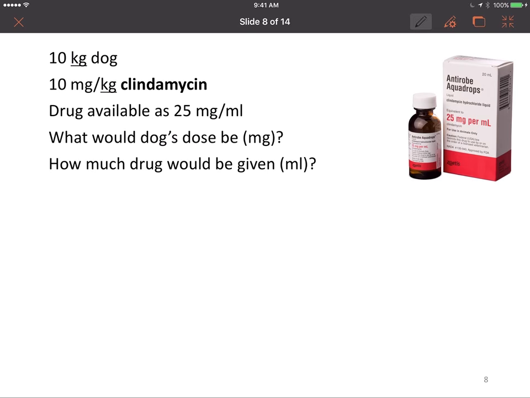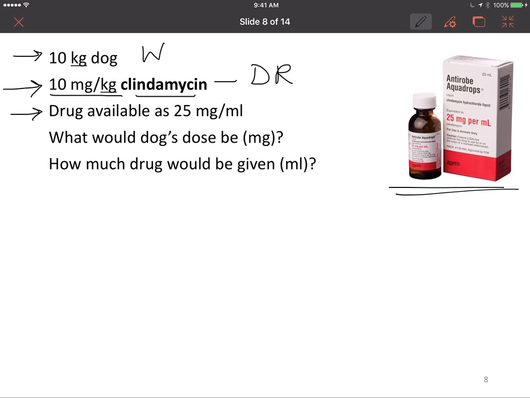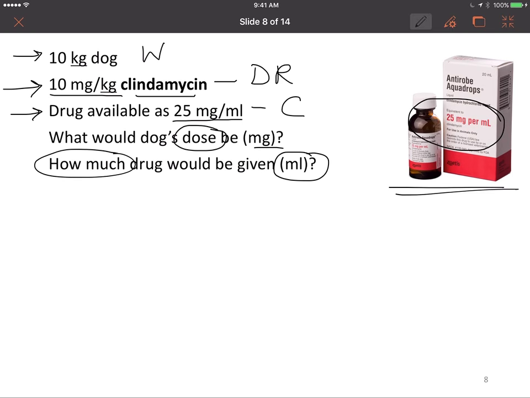We're going to use our clindamycin over here on the right that I just showed you in the previous slide. We have all our information on the left. Our patient is a 10 kilogram dog. That's the weight. The orders given are for 10 mg per kg of clindamycin. This is the dosage rate. We know that the available drug we have is at a concentration of 25 mg per mil. The question asks first, what's the dog's dose in milligrams? And then second, what amount of the drug are we going to give in mils?